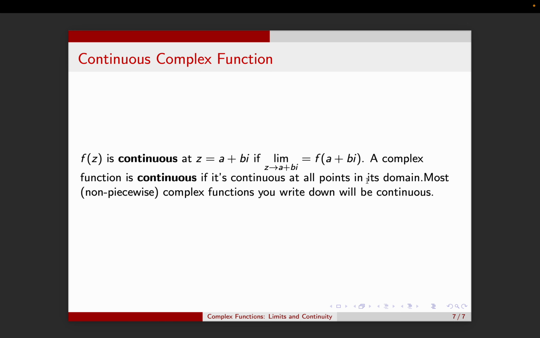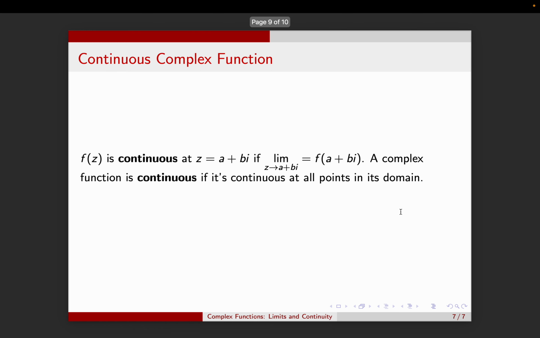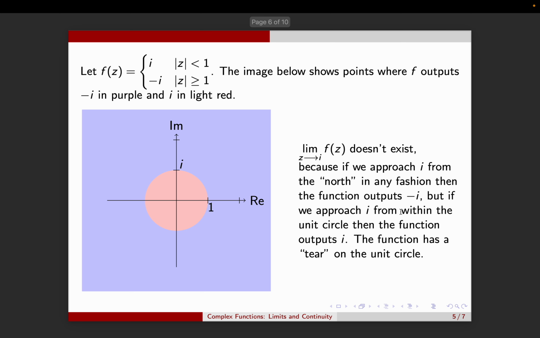You have to kind of try to write something down that's not continuous at a point in its domain. Something piecewise is the easiest way to do it, like this. This function is not continuous along the boundary of this pink circle, but I had to do something piecewise to get that kind of wackiness to show up.